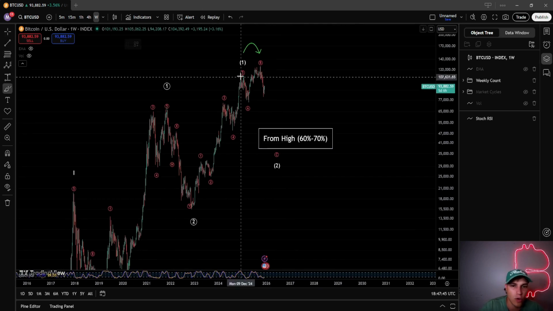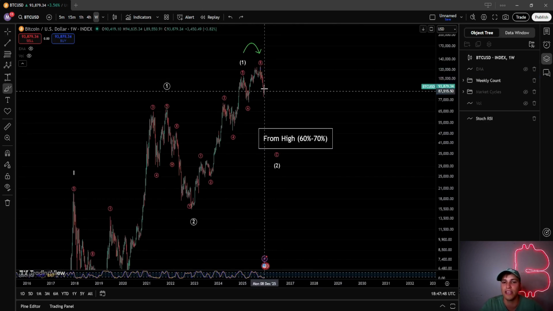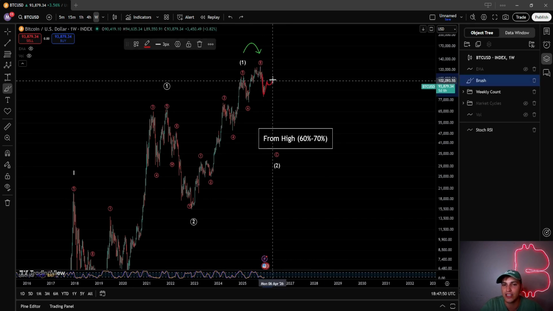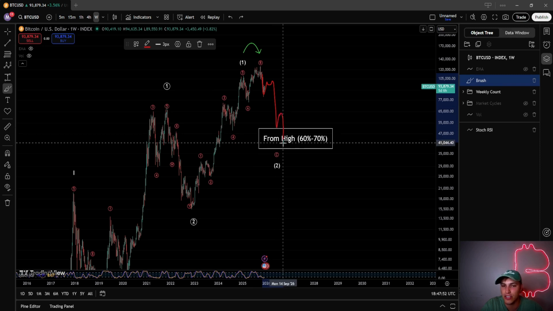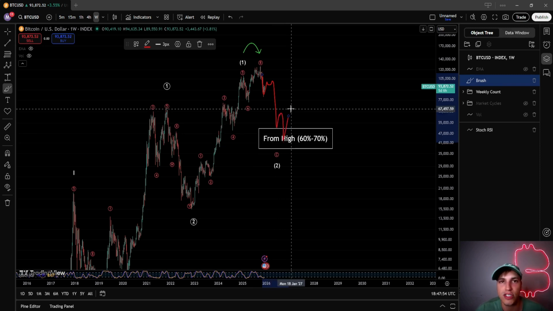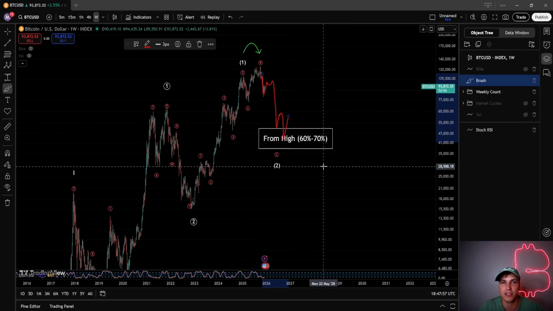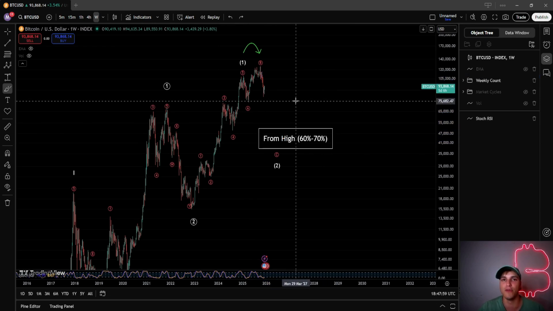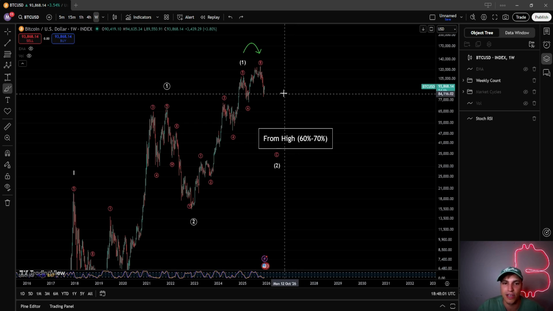So far, we've had quite a sharp move to the downside already, right? We could see something of a range like this, sharp, something of a range, sharp, right? We don't know what to expect in a bear market, right? We are expecting moves to the downside. That is all we know currently.